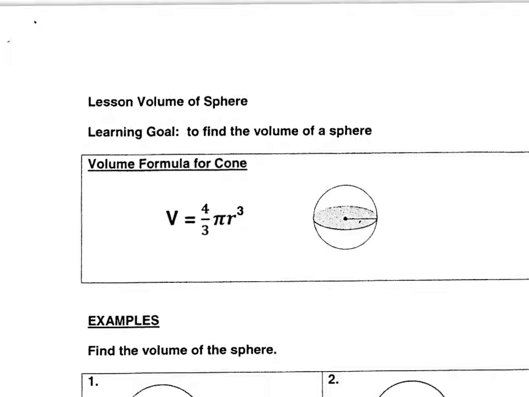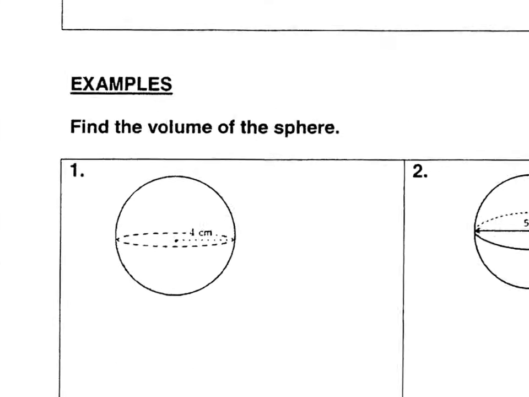All right, Golden Tigers, today we're going to be finding the volume of a sphere. That's our learning goal for today. If you look at our formula, we have volume equals 4 over 3 times pi, which we're going to use 3.14, times the radius cubed, or to the power of 3. Now, remember the radius is half of the diameter, so if it's giving us the diameter, we have to halve that to find the radius.